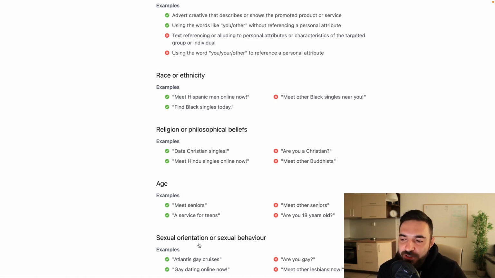And if you go into sexual orientation or sexual behavior, it's gonna be very, very bad. For example, this is okay: Atlantis gay cruises, but if you say, "Are you gay?" that's gonna be super, super offensive. And I know that this is common sense, and it is very straightforward.